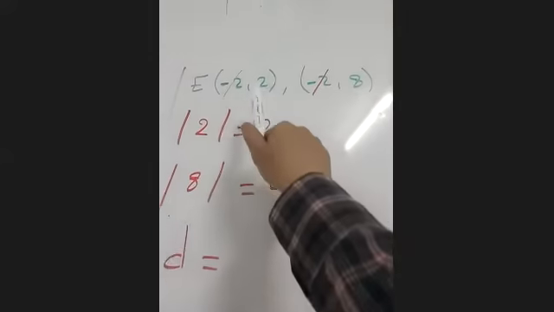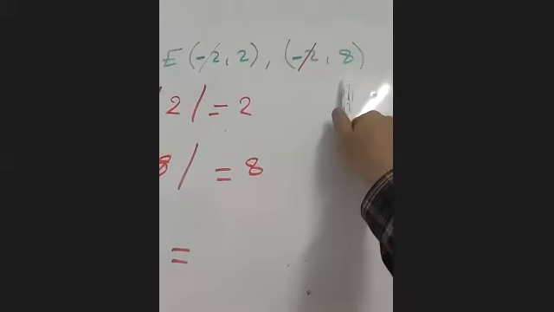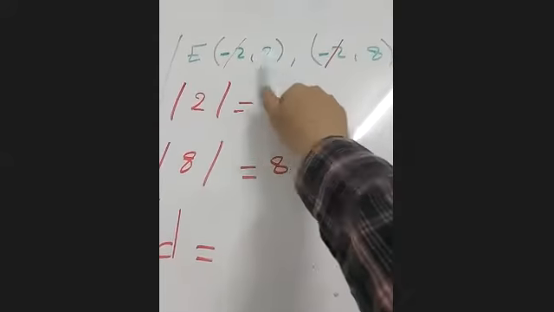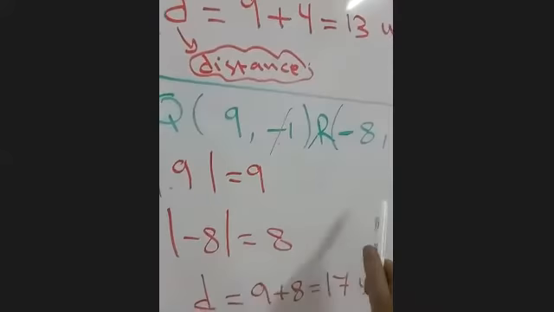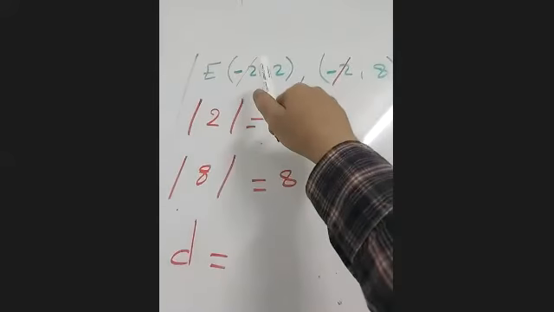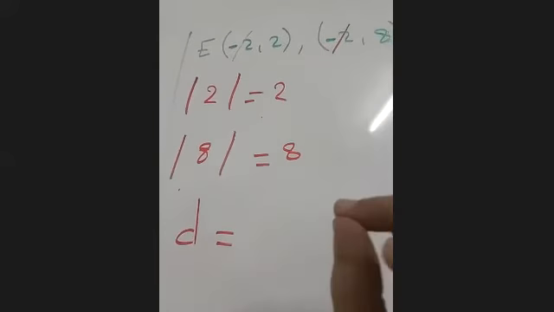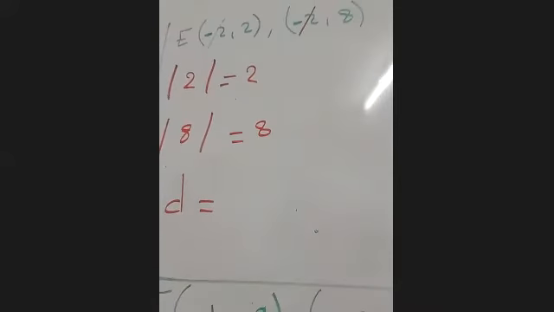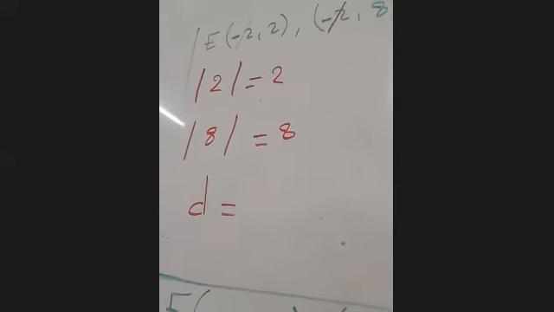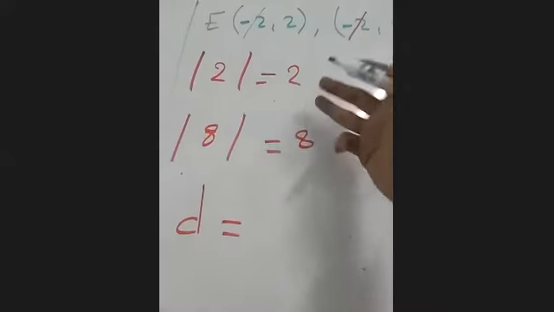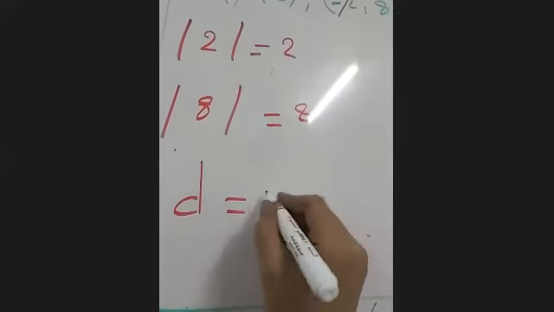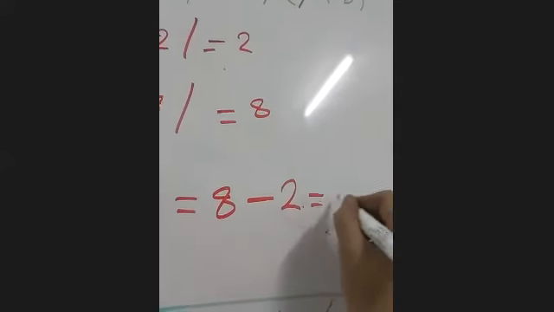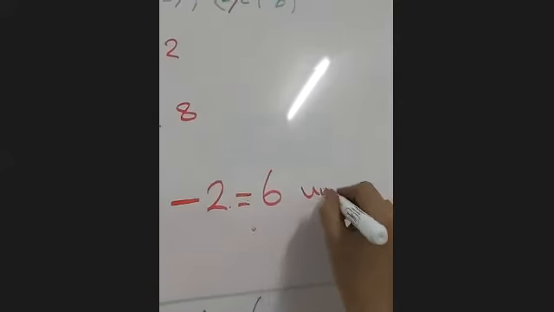Now, take a look at the signs here. Here is positive, and here is positive. In the previous two examples, positive, negative, they are different, so I add the absolute values. Here we have similar signs. Positive, positive, I will subtract the absolute values. But I won't say 2 minus 8. In the subtraction, we always put the bigger number first. 8 minus 2, which is 6. 6 what? 6 units.